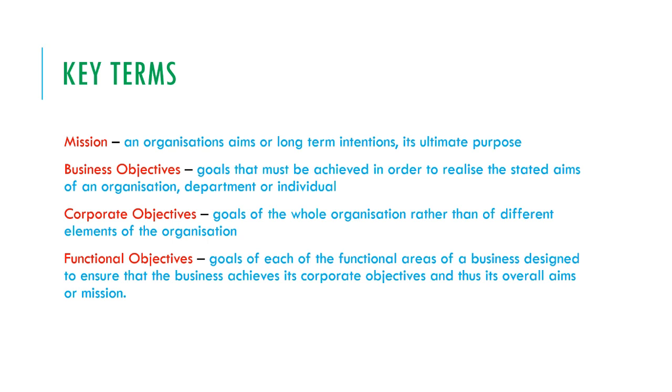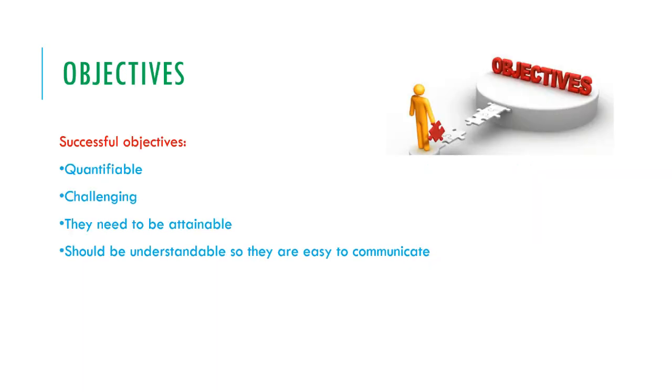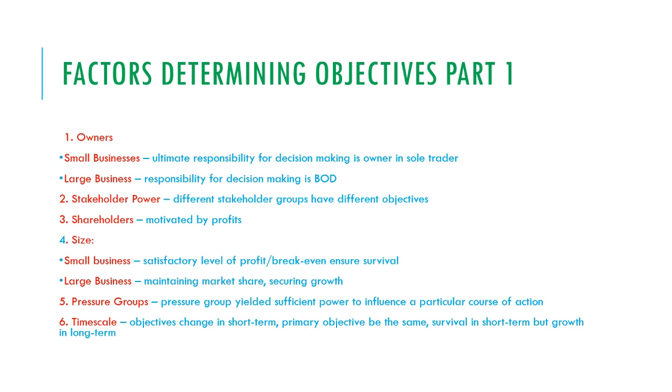Then you have corporate objectives, which are goals of the whole organisation rather than of different elements of the organisation. And this is what a functional objective is. A functional objective is a goal of each functional area of a business, and it's designed to ensure that the business achieves its corporate objectives and thus its overall aim or mission. So, objectives then. Successful objectives will be quantifiable, challenging, attainable, and they should be understandable and easy to communicate. And that's where you have your SMART objectives, and we'll come to that later.